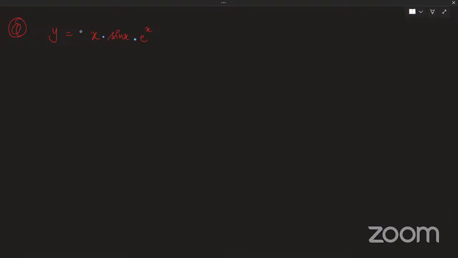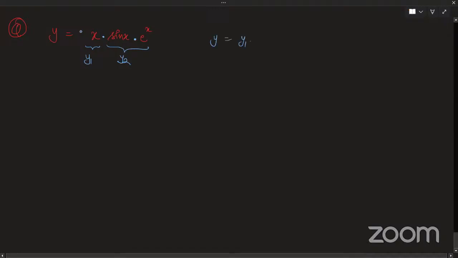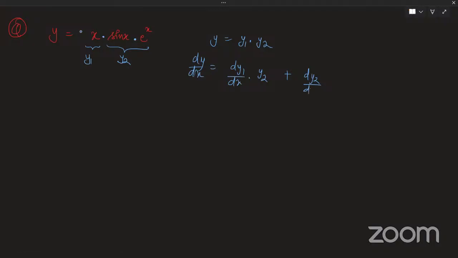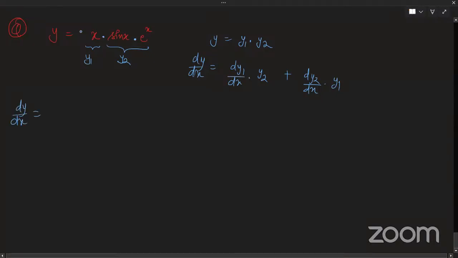So what we can do is I can assume this function as one function and the product of this thing as a function y2, right? So it is basically y is equal to y1 multiplied by y2. So dy by dx can be written as dy1 by dx into y2 plus dy2 by dx into y1, right? Just keeping one at a time. So I'll just write it as, can you just tell me what is the value of dy1 by dx?